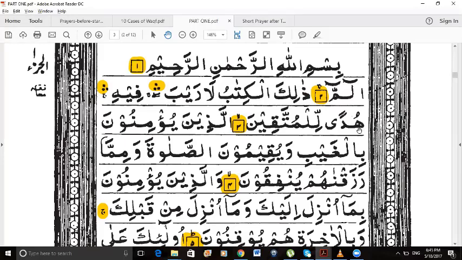And over here, make sure that when you're joining these words together with a shadda, for example, this lam has a shadda, this ta has a shadda, make sure you join them with force, okay? Hudal lil muttaqeen. Excellent. Well done. Now let's move on.